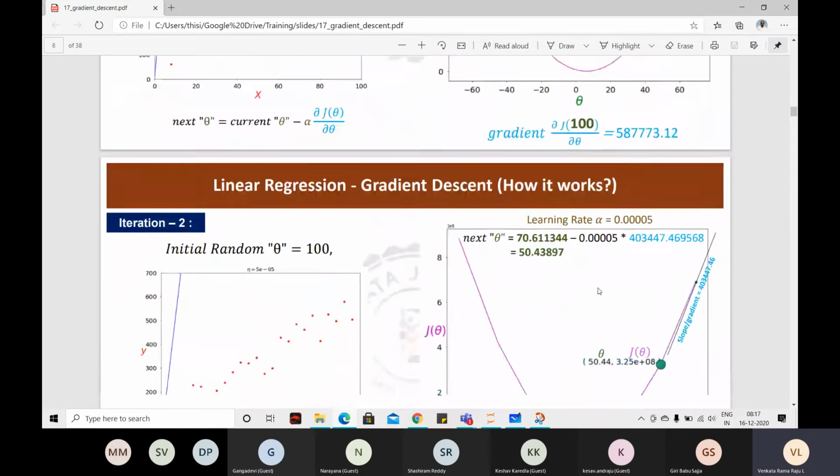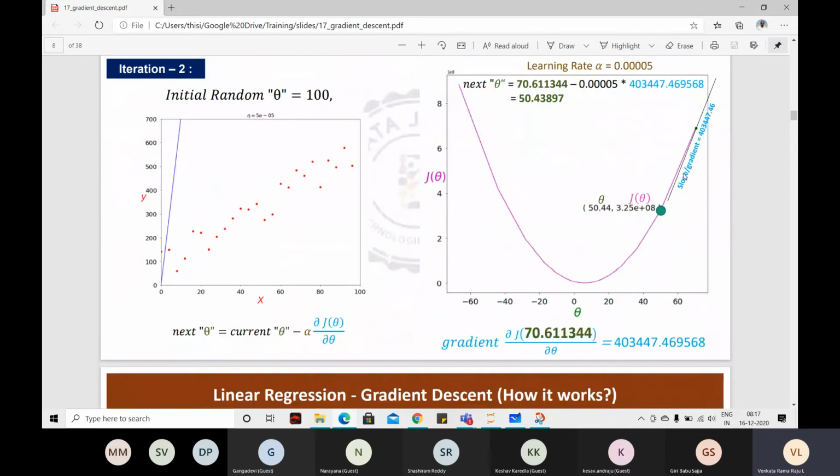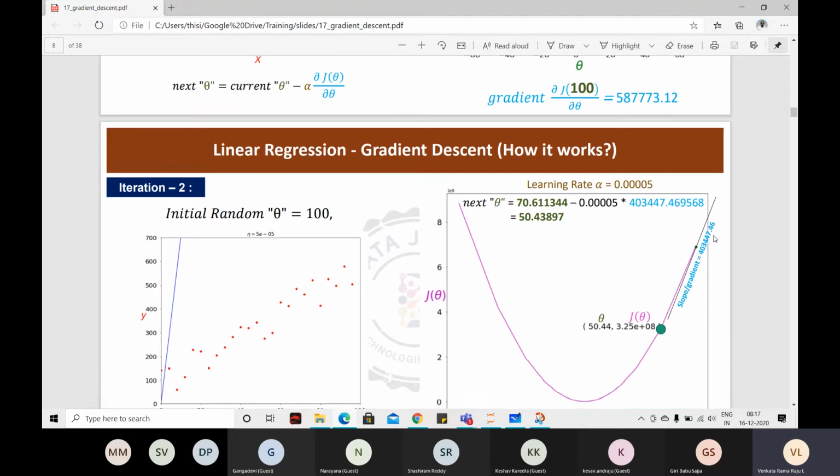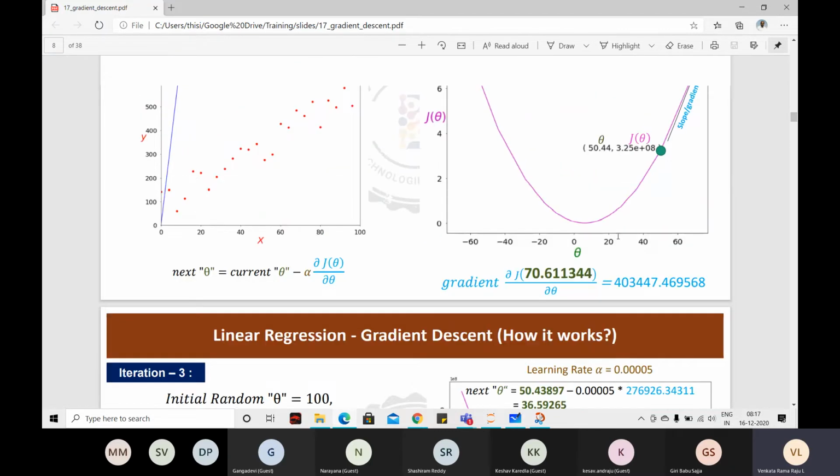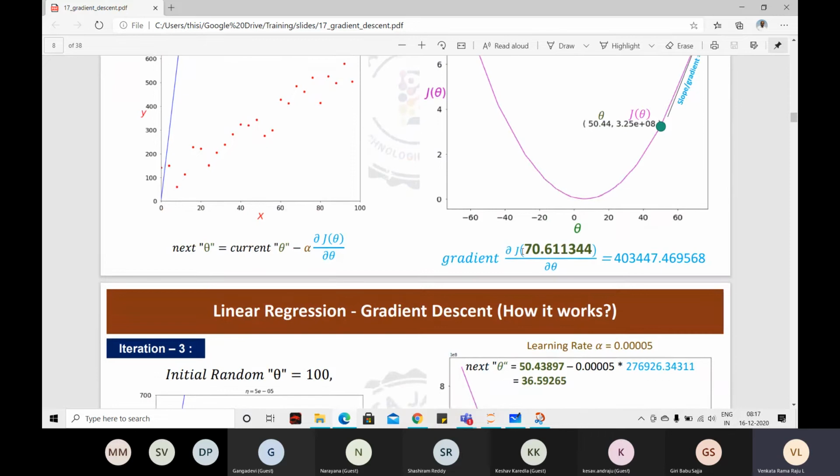I said that there is a tangent here, and I need to find out its slope. How can I find it? You have the cost function's equation. You calculate the derivative of the cost function and substitute this particular theta into that derivative. Whatever number you get is the slope of the tangent at theta. See this? Dou j of theta by dou theta is equal to this. How do you calculate it? I'll show you, and the equations too, in a moment.